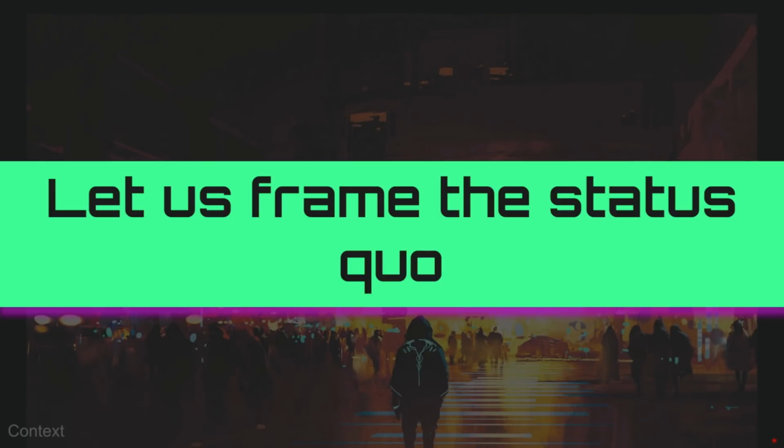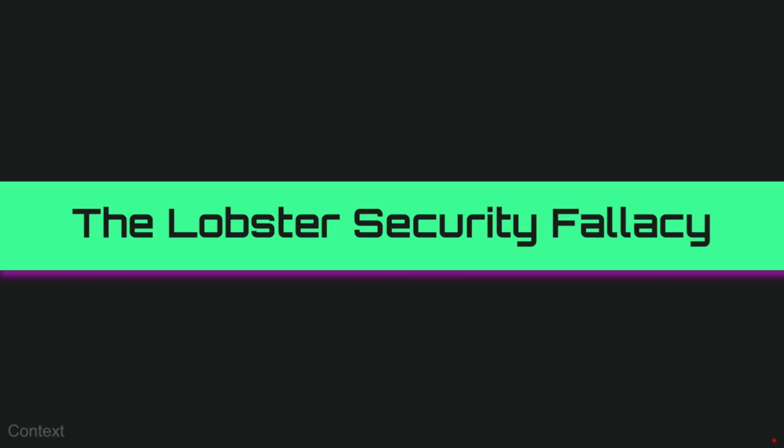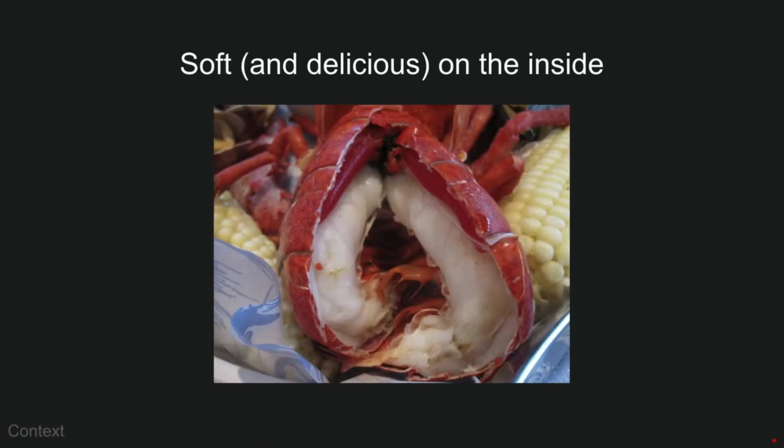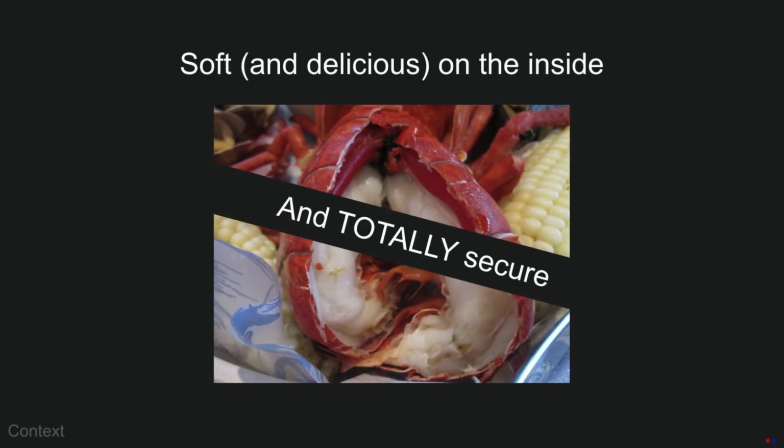So let's talk about the status quo. A lot of organizations suffer from this fallacy that we have called the Lobster security fallacy. Obviously really, really hard on the outside and soft and delicious. Pretty tasty. On the inside. And obviously completely secure. As everyone who has done a security assessment from outside an organization knows.